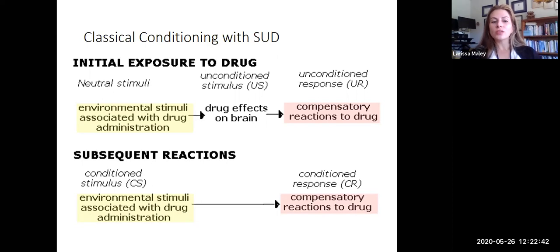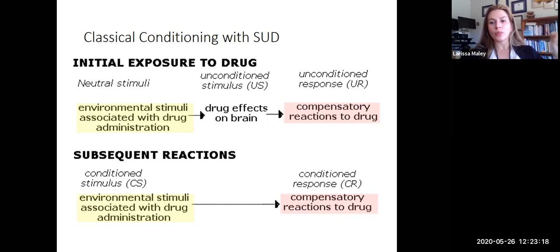So there are thousands of environmental stimuli that prior to the drug use were completely neutral. That would have been a gas station, a certain street, things like aluminum foil or cotton, things that would have been completely neutral in the beginning. Because they've been paired with the drug use and the effects that the drug has on the brain, which is that unconditioned response, and it's been paired over time repeatedly, now they are themselves their own trigger, their own cue. So they become a conditioned stimulus.